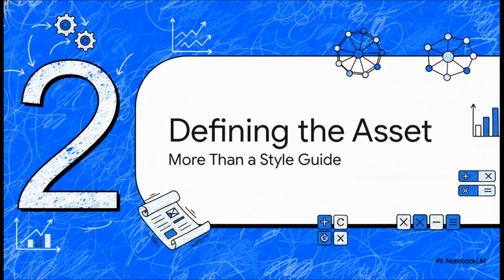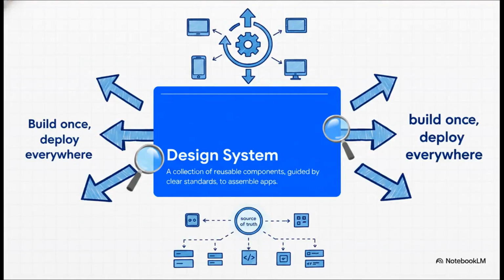Well, let's move on to section 2, defining the asset. What's super interesting here is how this concept completely shifts our perspective. You see, a design system is not just some static style guide or a simple PDF of brand colors. Scratch that idea completely. It is a living, incredibly scalable architecture. We're talking about a collection of reusable coded components, guided by crystal clear standards, acting as a single source of truth for your entire organization. The whole operative philosophy here is build once, deploy everywhere. You update it centrally, and boom, it automatically propagates across all of your digital products.